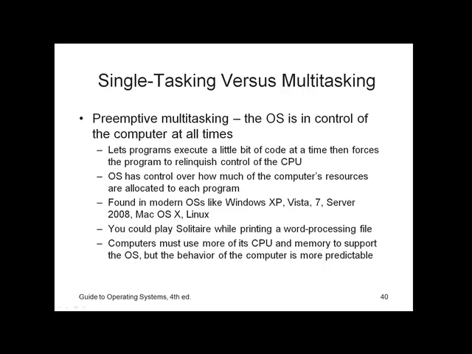The operating system has control over how much of the computer's resources will be allocated to each program, and for how long. It's now found in modern operating systems like Windows XP, Vista, Windows 7, Server 2008, and Mac OS X, and even Linux. You could play solitaire while printing that word processing file we were discussing earlier using preemptive multitasking. Computers must use more of its CPU and memory to support this operating system, but this allows typically for a more stable, reliable operating system.